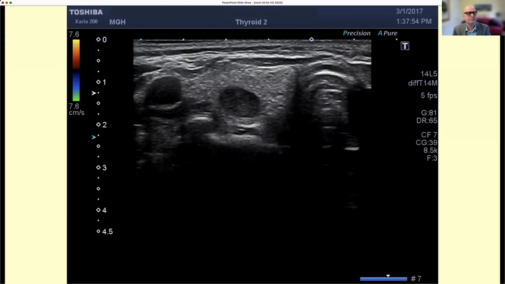Any takers on this nodule? Very hypoechoic and regular margins. Yes. Is this a solid nodule or a cyst? Solid. Most likely solid, but you can't really tell. It could be a cyst with thick fluid inside. The way to tell would be to turn the Doppler on and see whether there is flow or not. And here you go. You were right. It's a solid nodule.